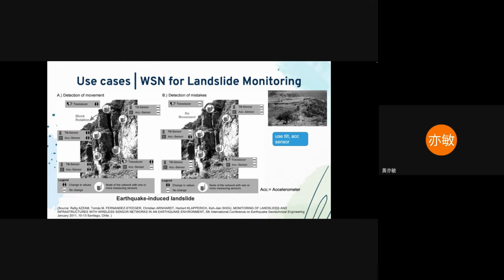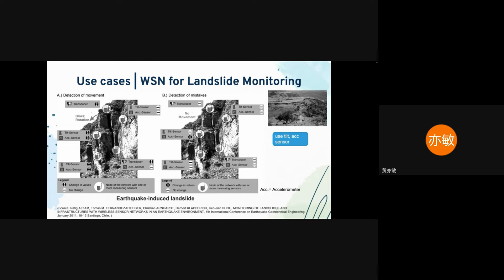Now, here's the false alarm question. Is it really a moving rock coming down, or is it just a false alarm? So you need to set up the algorithm. Remember that in the previous slide, you can set up a simple algorithm in each sensor. So if there's one sensor sending out a signal, it will compare the signal with the sensors surrounding itself.